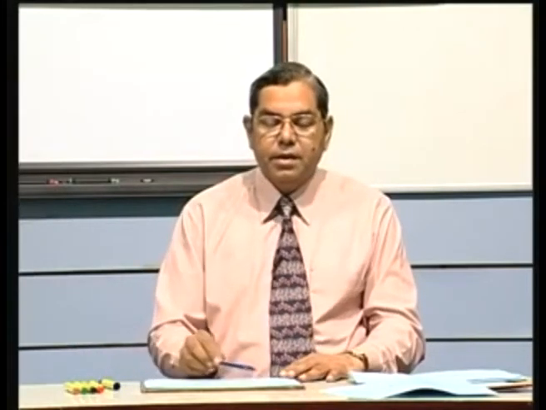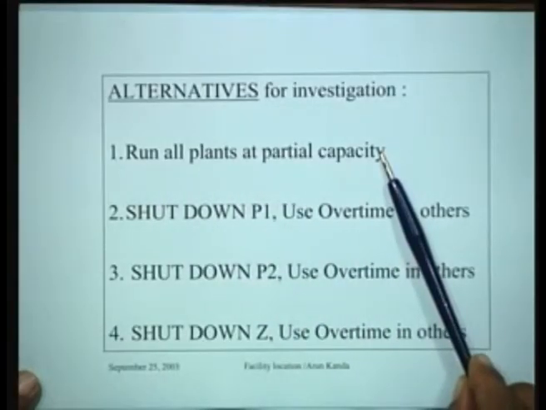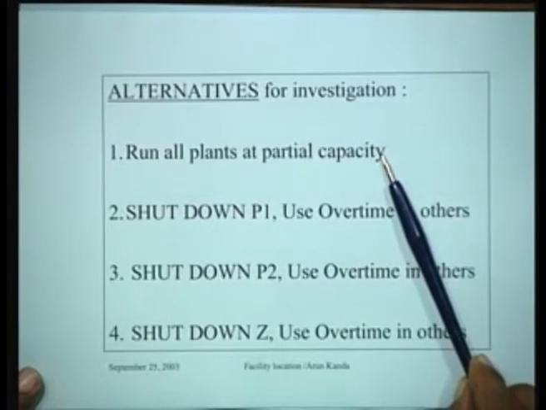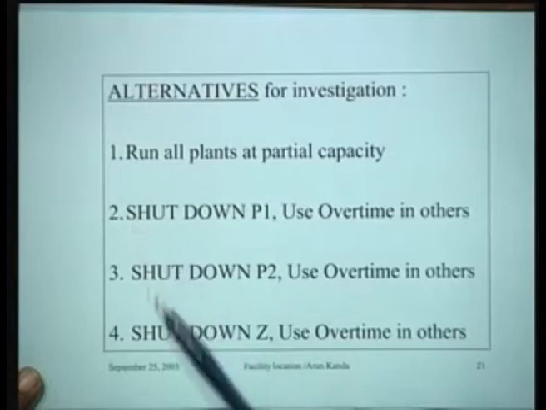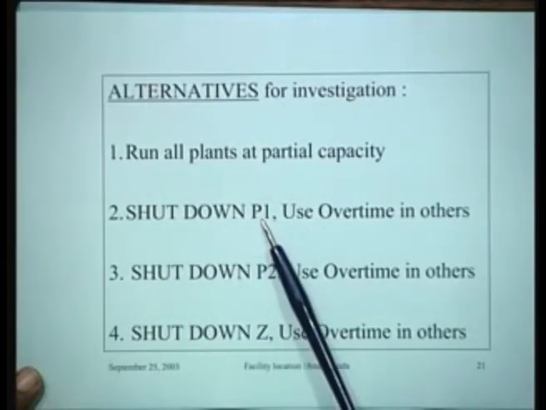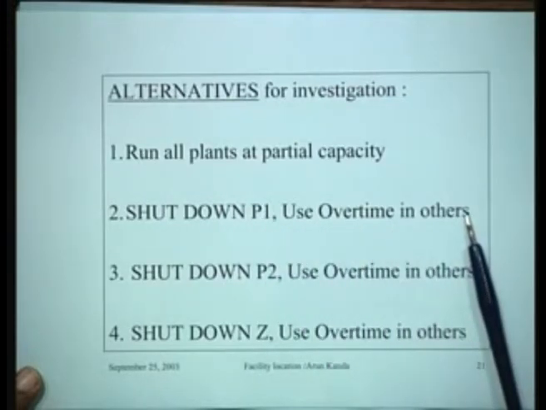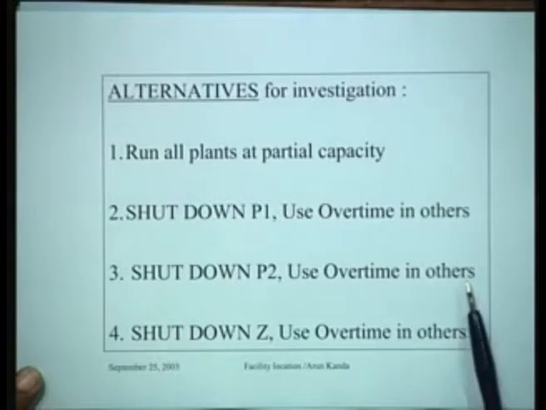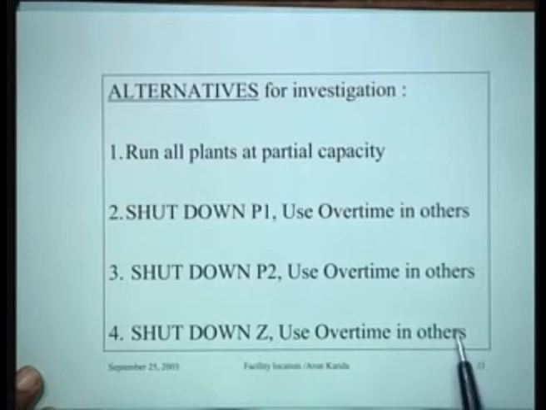Basically, the alternatives before the management are these 4. They can say run all plants at partial capacity. Okay, I mean, you don't produce everything, you produce partial capacity. So we'll find out how much each plant should produce to minimize the cost. Or you have these 3 plants, so you can try to shut down plant 1, and you might have to use overtime in the other plants to meet the demand. Similarly, you can shut down plant 2 and use overtime in the other plants, or you can shut down plant Z and use overtime in others. So these are the options. So we have essentially 4 options available to us, and what we are going to do is to evaluate these 4 options to find out what is best for the company to do, which particular plant to shut down under these circumstances.